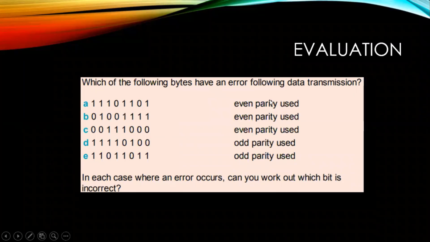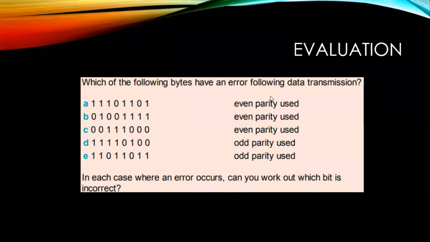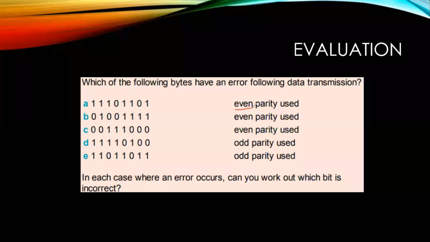error. So the first one, you can see that we're using even, second one even, third one even, and then odd. Okay, so if you take a look for the first one, we're using even parity. So the number of ones here are 1, 2, 3, 4, 5, and 6. So there are 6 ones, and even parity has been used. Therefore, you think it's correct in this case? Yes, since it is even parity, this byte is correct.